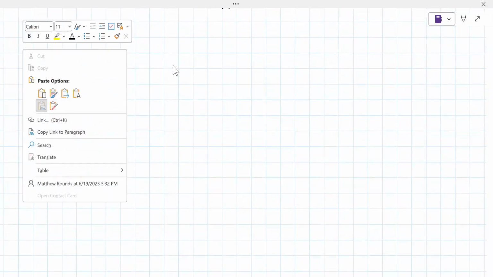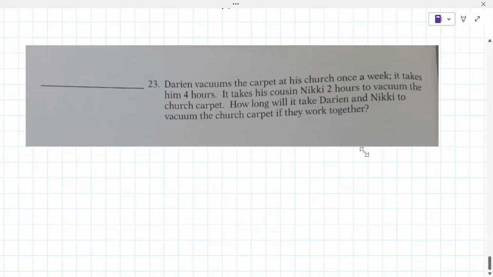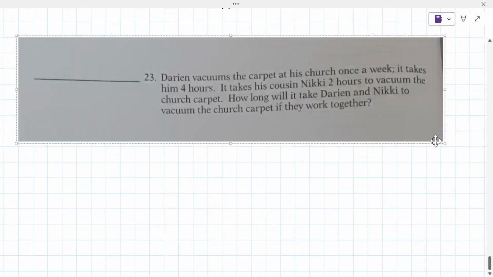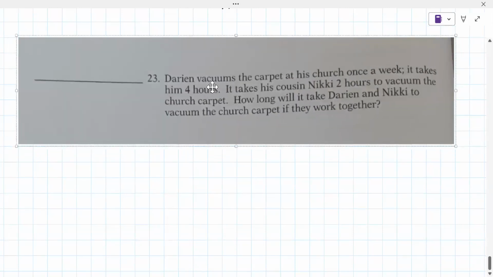All right, so last one here. It says Darian vacuums the carpet at his church once a week. If it takes him 4 hours, it takes his cousin Nikki 2 hours to vacuum the church carpet. So it's basically like person one can do it in 4 hours, person two can do it in 2 hours. How long will it take them to do it if they work together?